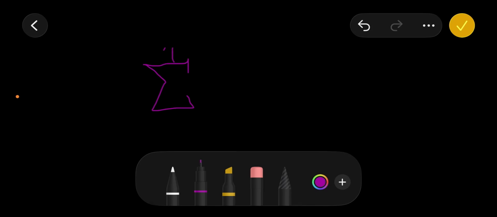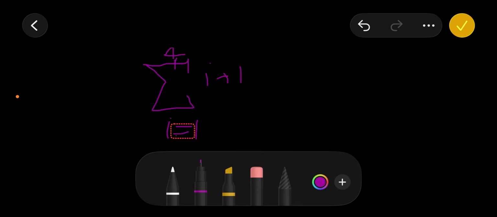So let's put the upper limit as 4. This is a basic one. 4, and i equals 1, of i plus 1. Now you might be asking, how do we solve this?